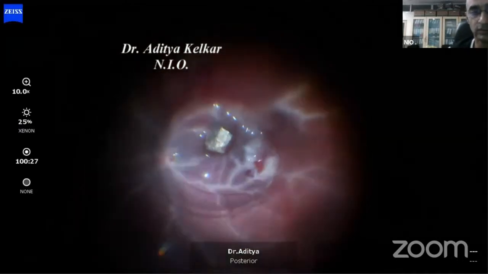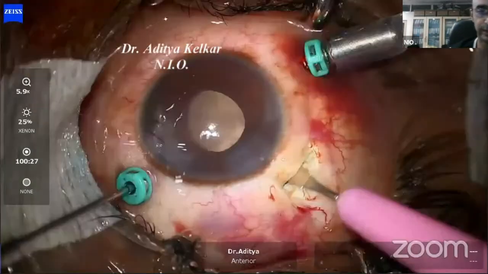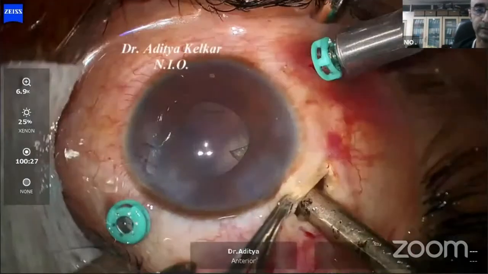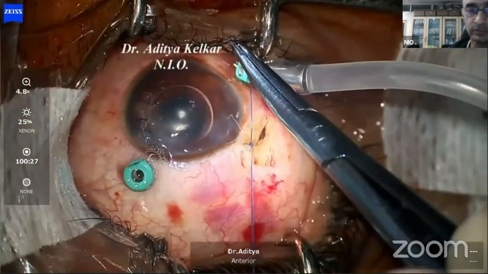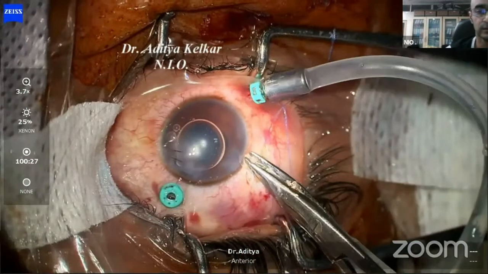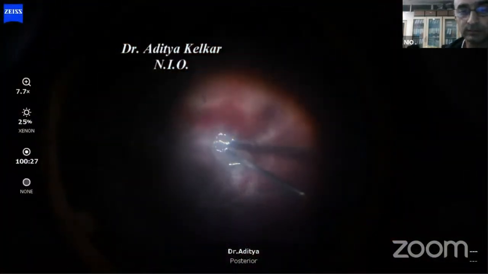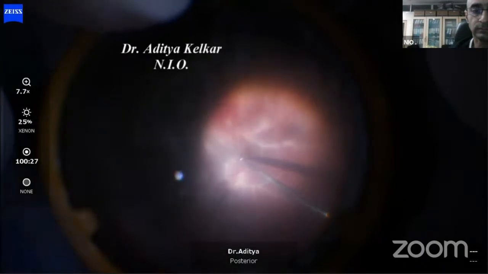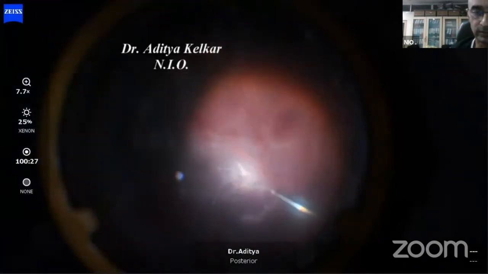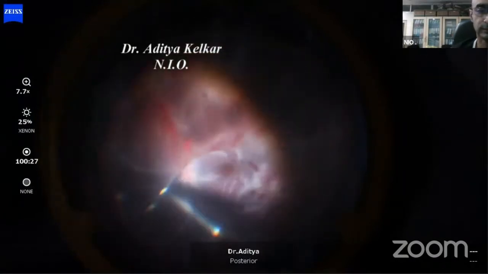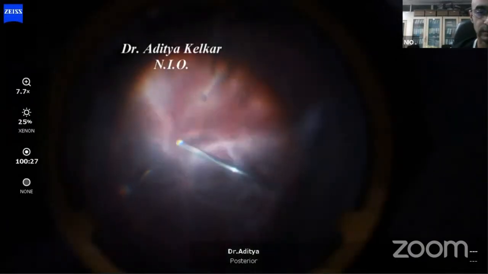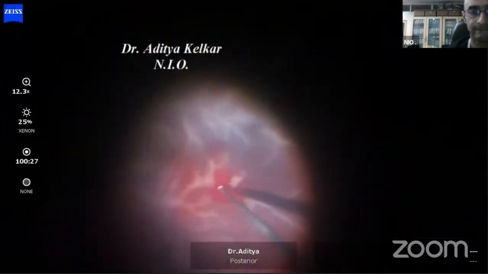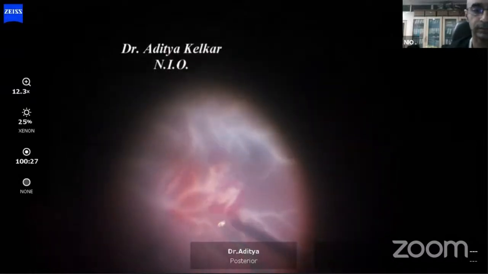Although the PFCL floats over the foreign body, I'm not really concerned because ultimately I'm going to use a magnet, and the PFCL is only to protect the posterior pole if this foreign body happens to fall back onto it again. So with the magnet, this foreign body is removed, the sclerotomy is sutured, and then PFCL is aspirated. Along with that, I also induce a posterior vitreous detachment. And then the endolaser is done around the site of impaction after clearing the preretinal hemorrhage.